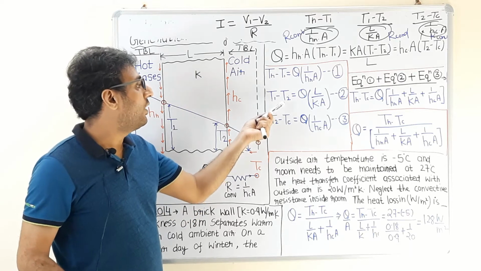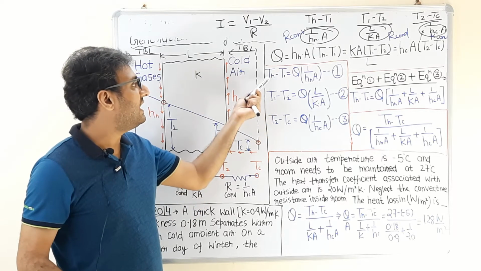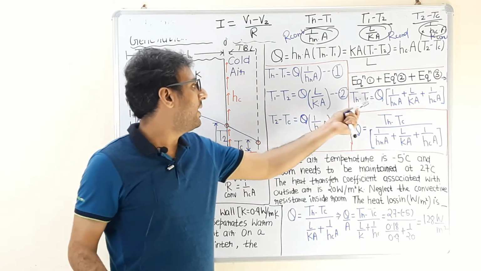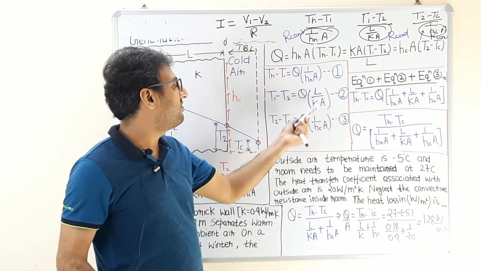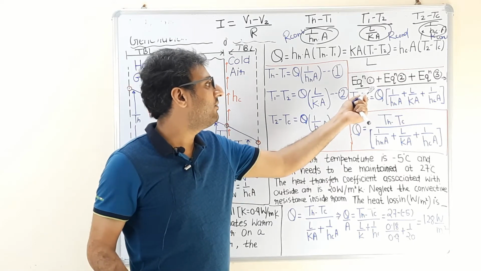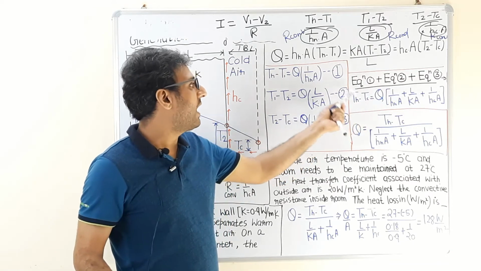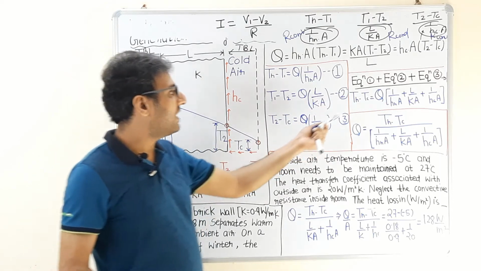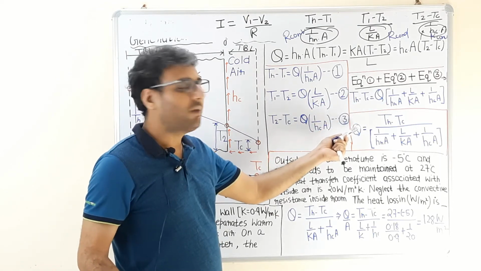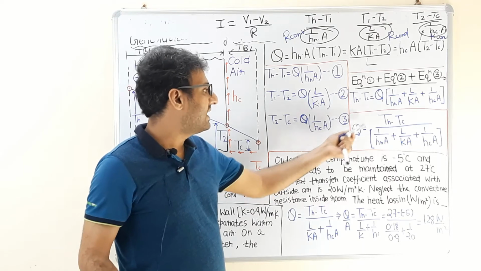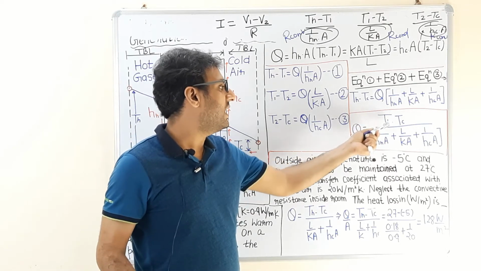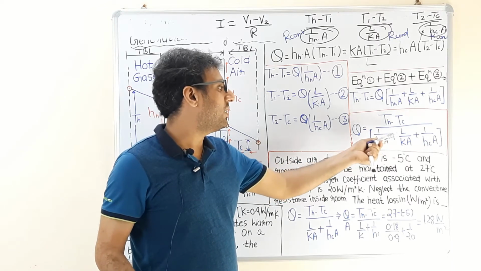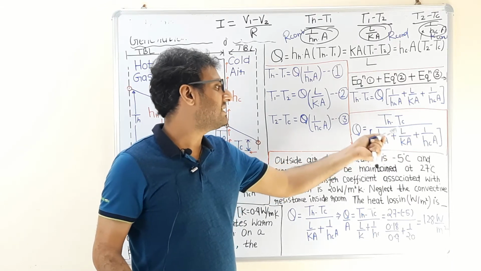So we will get on the left hand side Th minus Tc, and on the right hand side Q is taken common and all these terms will be added. So we'll get an equation like this after adding equation number 1, 2 and 3. After rearranging, we will get the formula for heat transfer rate as Th minus Tc divided by 1 upon HhA plus L upon KA plus 1 upon HcA.